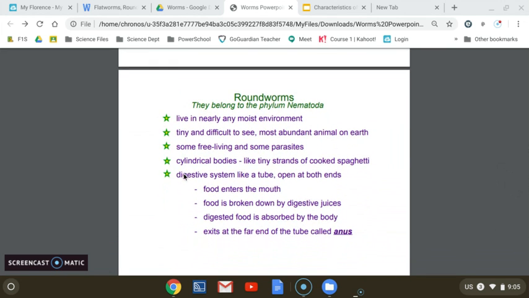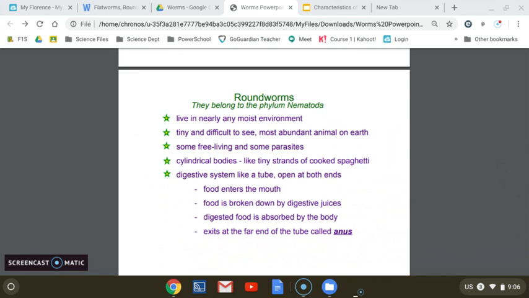All right, roundworms. They live in nearly any moist environment. They're tiny and difficult to see. They're the most abundant animal on Earth. Some are free-living and some are parasites. They have cylindrical bodies, so they're like tiny strands of cooked spaghetti. So hopefully if you like spaghetti, you don't imagine roundworms next time you eat it.